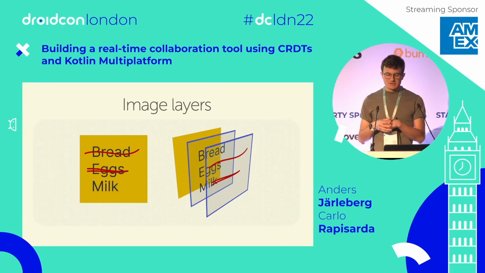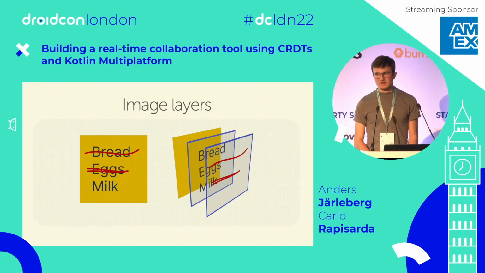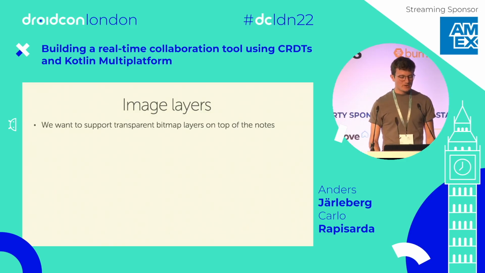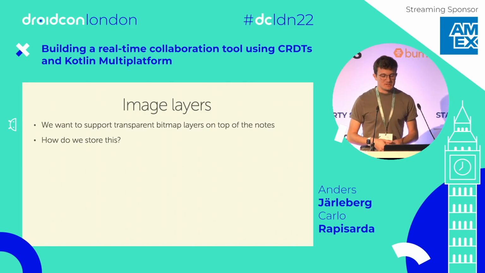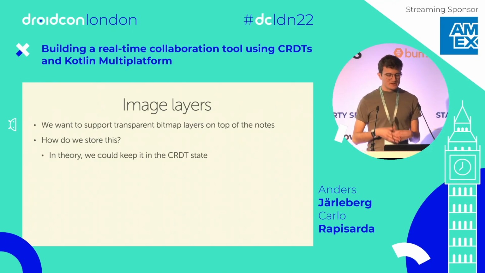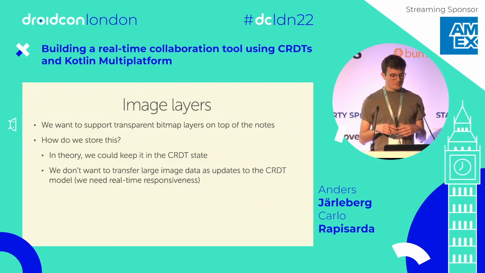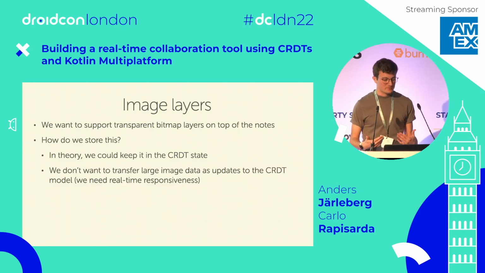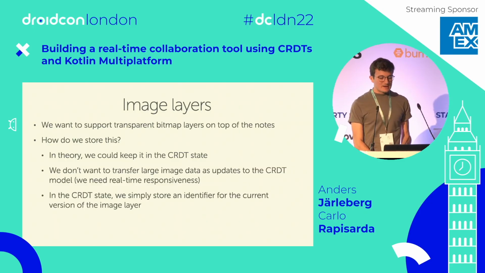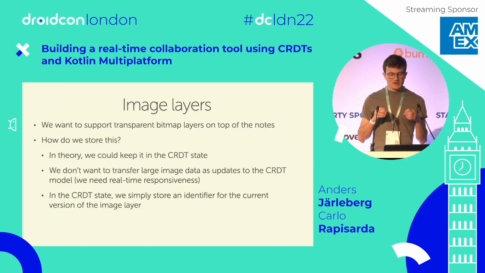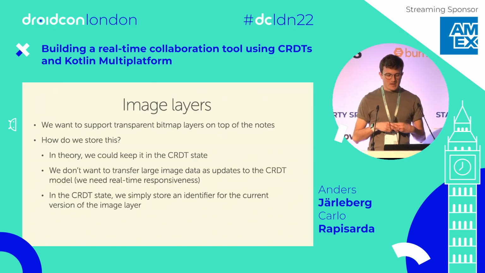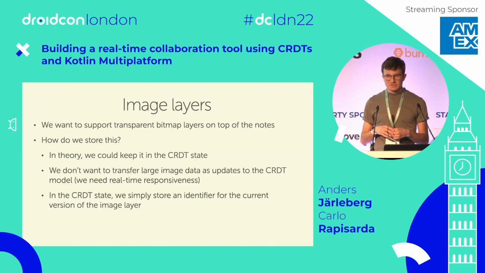One more challenge was when we started implementing image layers. Nodes can have digital text, but they can also contain drawings, and therefore we need to handle bitmap images. But obviously, we don't want to store these images in the CRDT state. We need to be able to send changes around in real time, so we want the changes to propagate as quickly as possible. Instead, in the CRDT state, we only store identifiers of the image layers. And then we keep the bitmap data somewhere else.